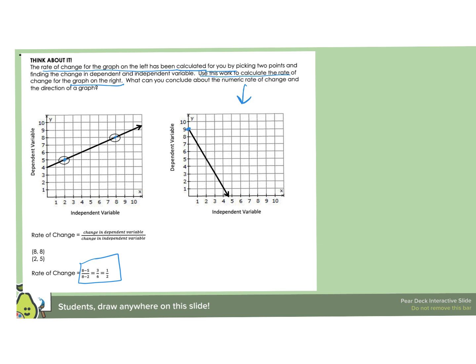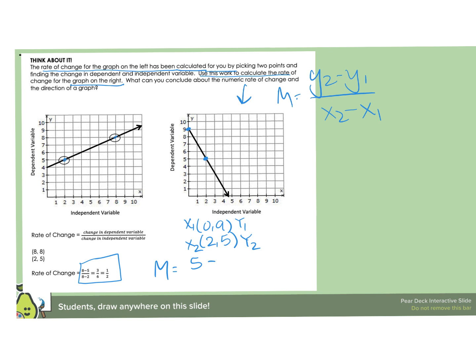So I see the point (0, 9) and the point (2, 5). Okay, so I'm going to go ahead and label x1, y1, x2, y2, and plug it into my slope formula, which, if you forgot, is y2 minus y1 over x2 minus x1. So my y2 is 5, my y1 is 9, my x2 is 2, my x1 is 0.